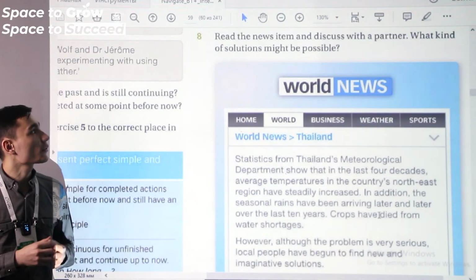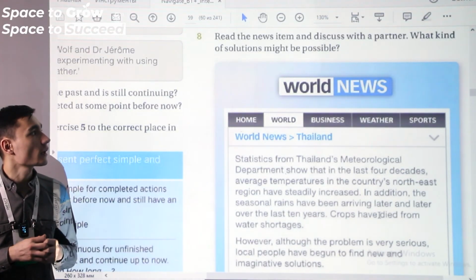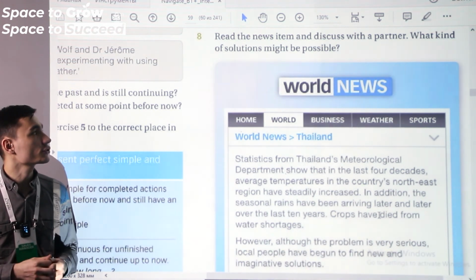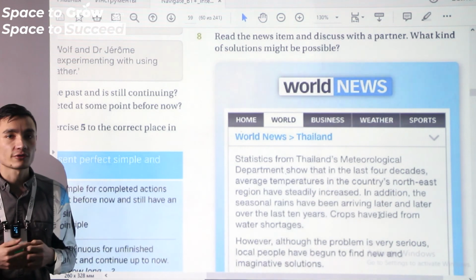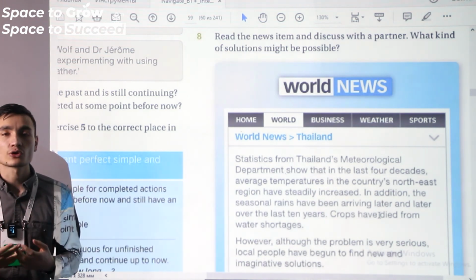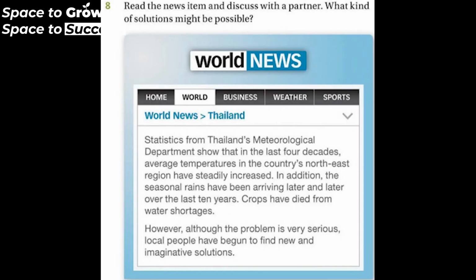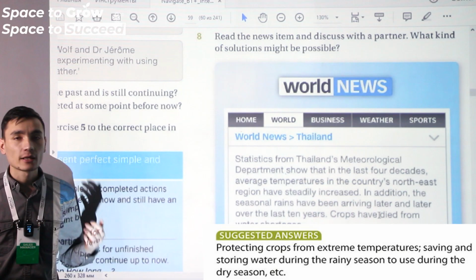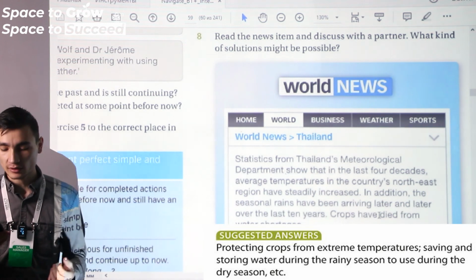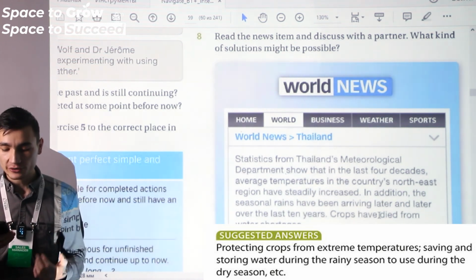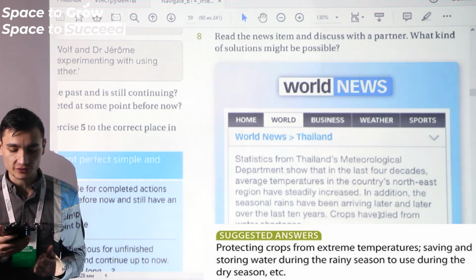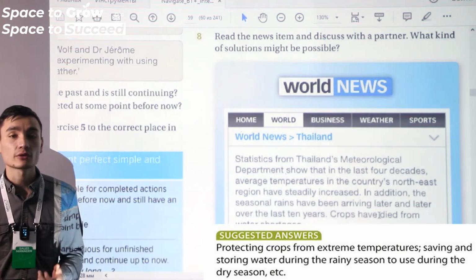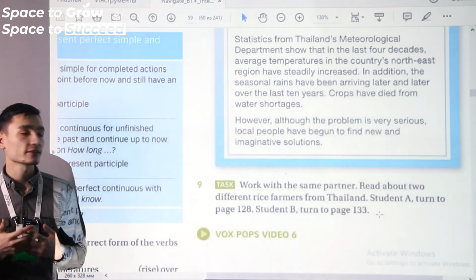Exercise 8. Read a news item and discuss with a partner what kind of solutions might be possible. Pause the video and try to give potential solutions on your own in written form. And now, if you have finished, let's look at the possible answers. Suggested answers are protecting crops from extreme temperatures, saving and storing water during the rainy seasons to use during the dry season, and so on.